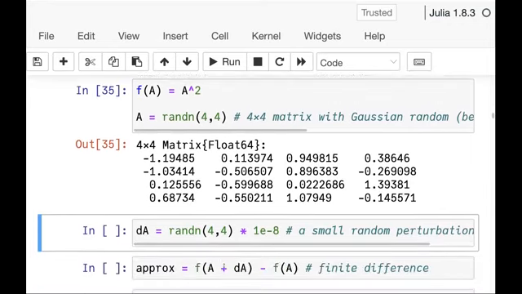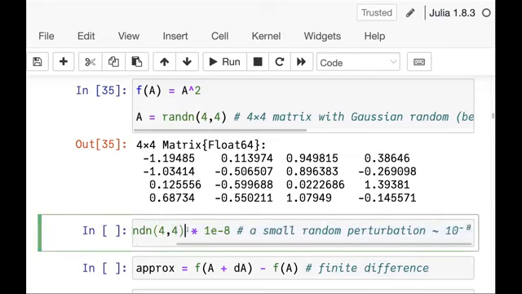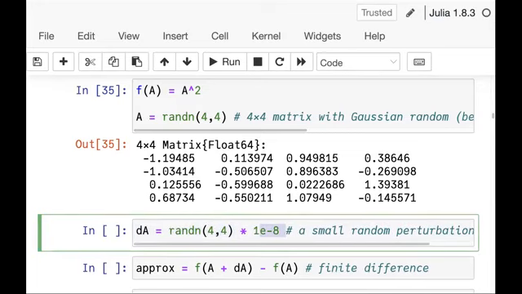All right, and then delta A, I'll just call it dA here, but it's really a delta A. It's a finite change. It's also going to be a different random matrix, but I'm going to make it small. I'm going to multiply it by 10 to the minus 8th. And we'll talk very soon about how small you want to make it. Do we want to make it 10 to the minus 100th? Do we want to make it 10 to the minus 1? How do we choose this?